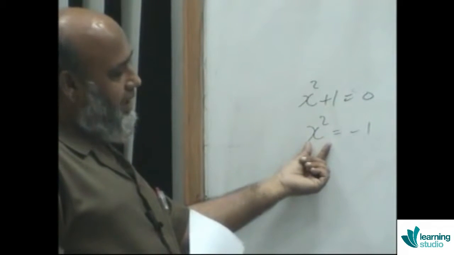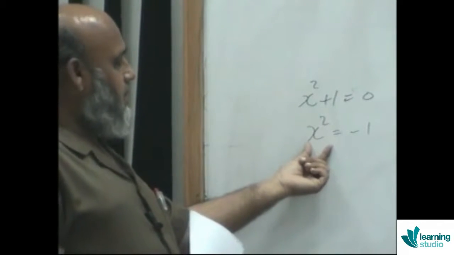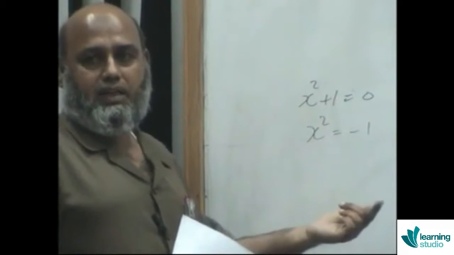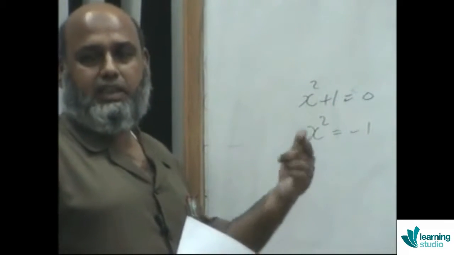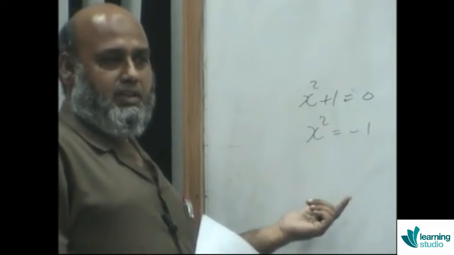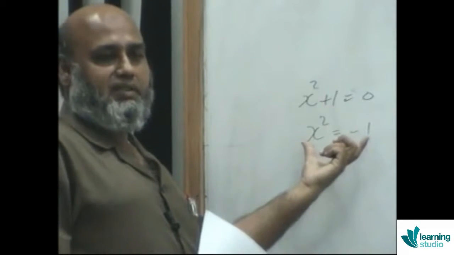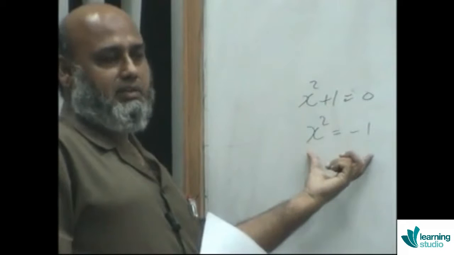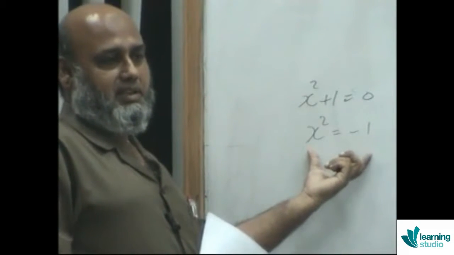There is no number in the set of real numbers which can be considered as a solution of this equation. For example, if you take 1, its square is 1. If you take minus 1, its square is again plus 1. So there was a problem to solve this equation, to find its solution. The scientists, the mathematicians, tried to think that there must be a solution of this equation.